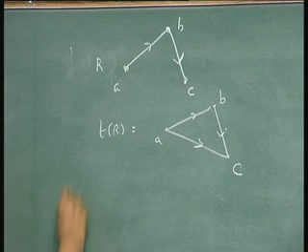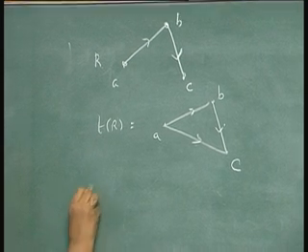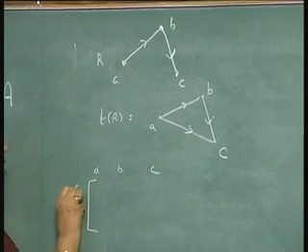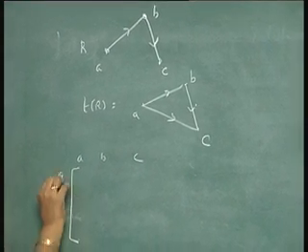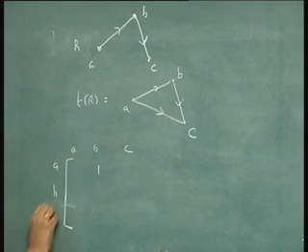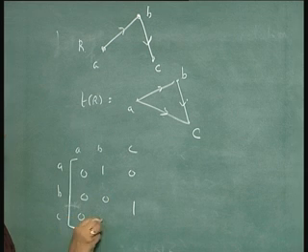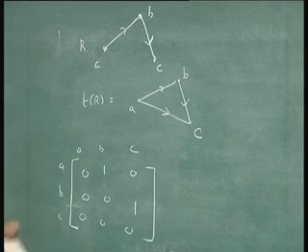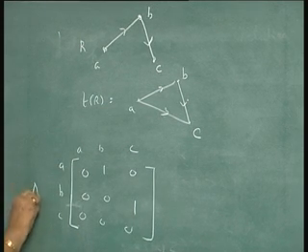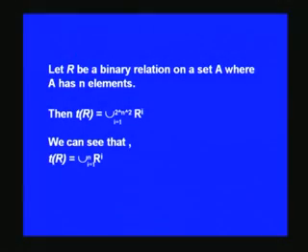Now, if you represent the adjacency matrix of R like this, what will be the adjacency matrix? From A to B there is an arc, from B to C there is an arc. So, this is the adjacency matrix of R. Suppose I denote it by A, then what can I say about A squared?